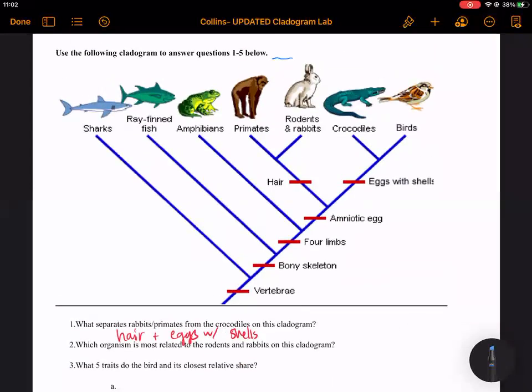I got crocodiles. Okay, and why'd you say that? Because all of them have amniotic eggs. Okay. But we're talking about rodents and rabbits, right? And we just said that there are actually some traits that separate the rabbits from the crocodiles. Is there an organism that's maybe a little bit more closely related to those rodents and rabbits?